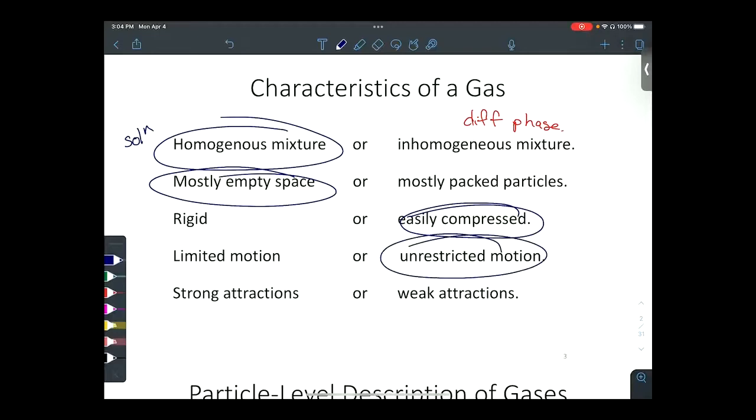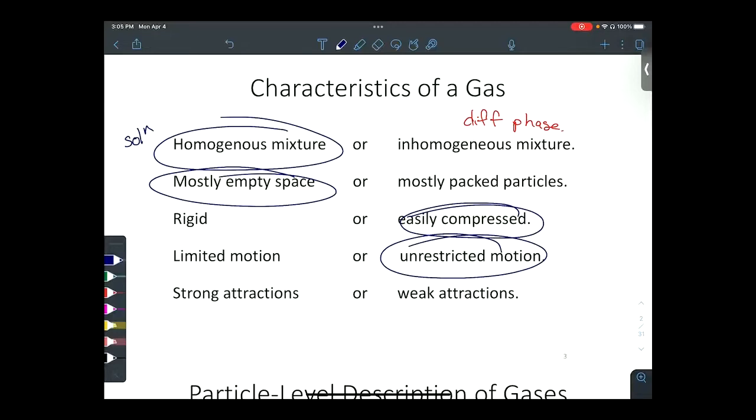Unrestricted, very good. This is kind of an appetizer to what's to come, but if I spray some perfume in the corner of the room, eventually everyone's going to smell it, because the gases slowly permeate and travel through the room because there's unrestricted motion there.